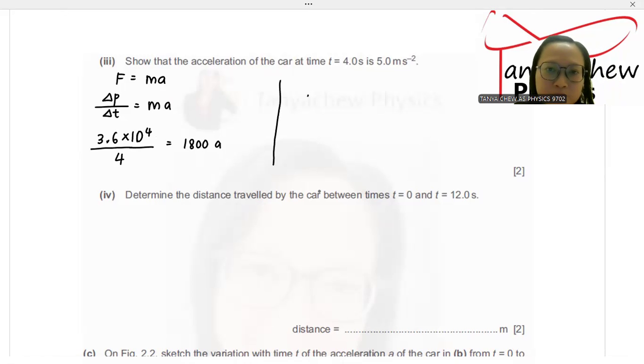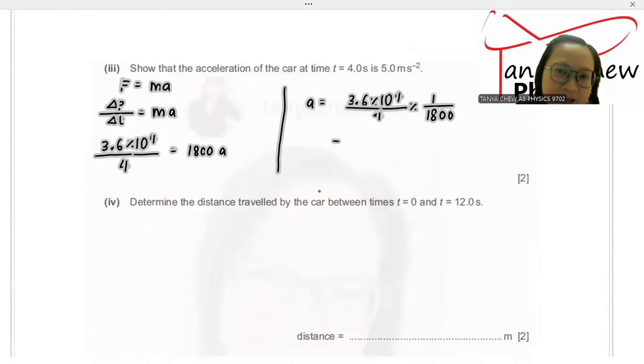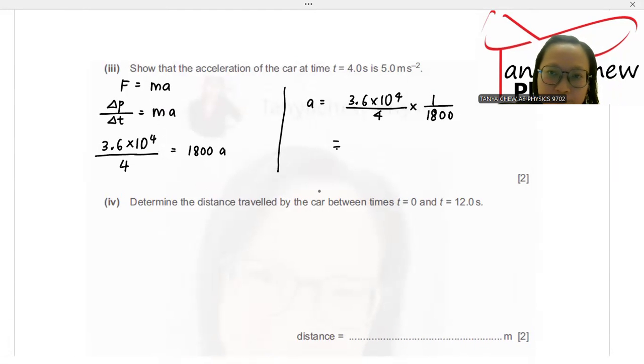Now, a is equal to 3.6 times 10 to the power of 4 divided by 4, and divided by 1,800. So your answer is exactly 5.0 meter per second square. Now I write this part nicely.